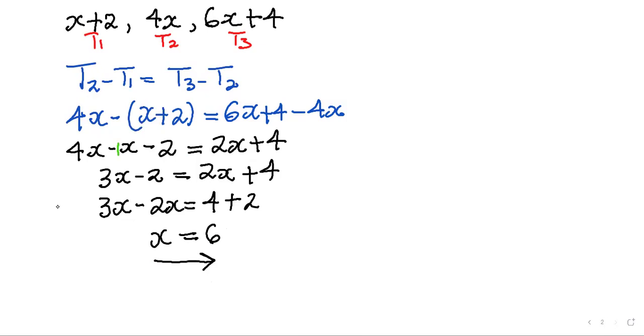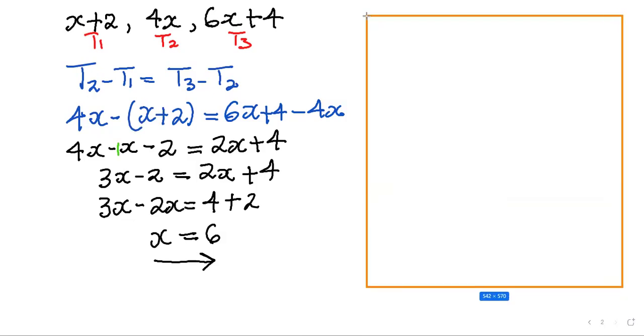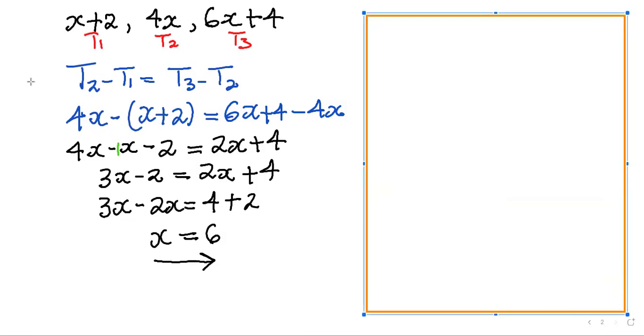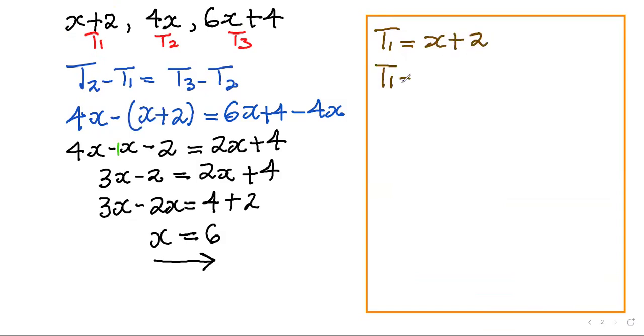But since we are not yet done, after getting that, we are going to continue, right? Because the question says determine the value of x and the first 3 terms. Now, how are you going to get the first 3 terms? Remember, we were given our T1 as x plus 2. So T1, which is representing the first term, will be x plus 2. Since the value of x is 6, that will be 6 plus 2. Therefore, the first term, T1, is equal to 8.